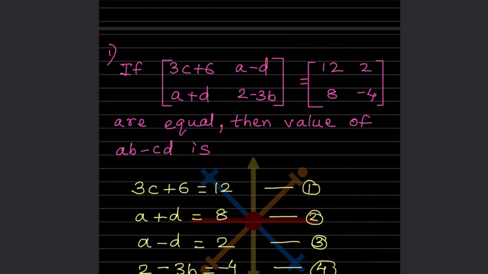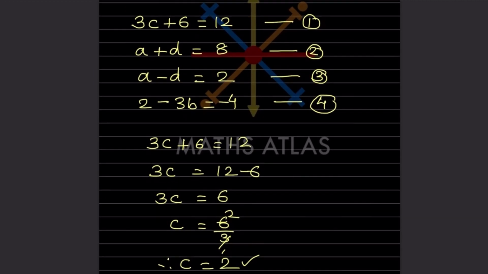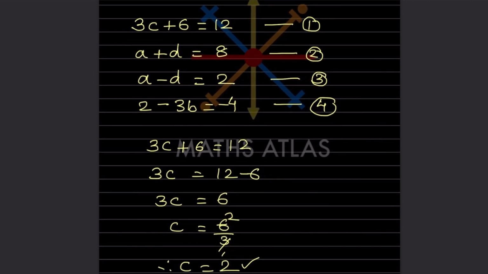So we have to find out the value of AB minus CD. First we have to find separately the values of A, B, C and D. So now let us take this equation first. From this one, when we rearrange, 3C is here. So 12, if we take plus 6 on this side, it is going to be minus 6. So when we solve this one, we get C as 2.